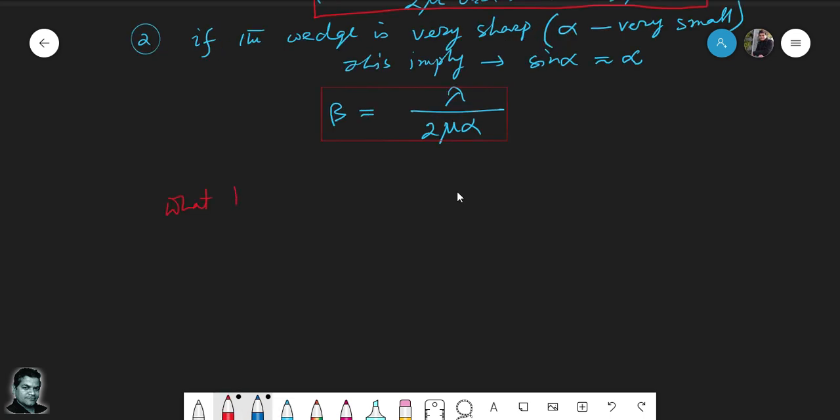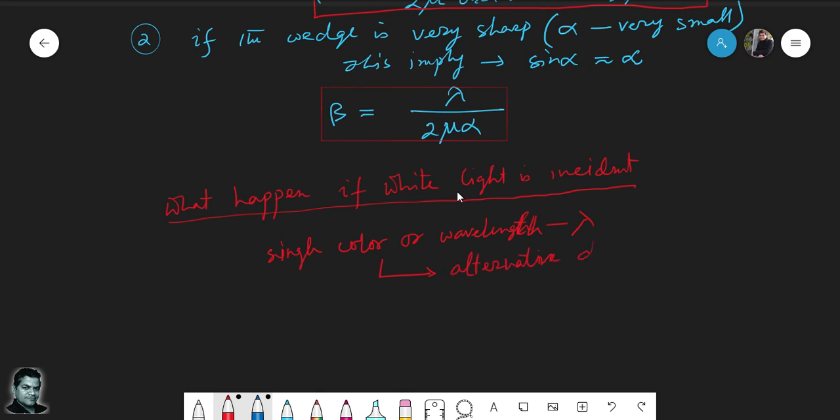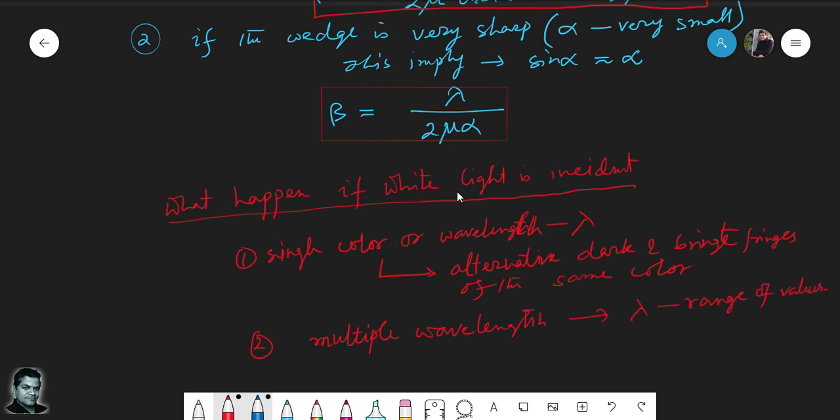Final case, what happens if white light is used, or incident on the wedge-shaped thin film? With a single color or wavelength, you see alternate dark and bright fringes of the same color. So if you used only blue light, you will see a dark fringe, then a blue fringe, then dark, then blue, and so forth. Next, if you used white light, or multiple wavelengths, so lambda has a range of values, what would happen?